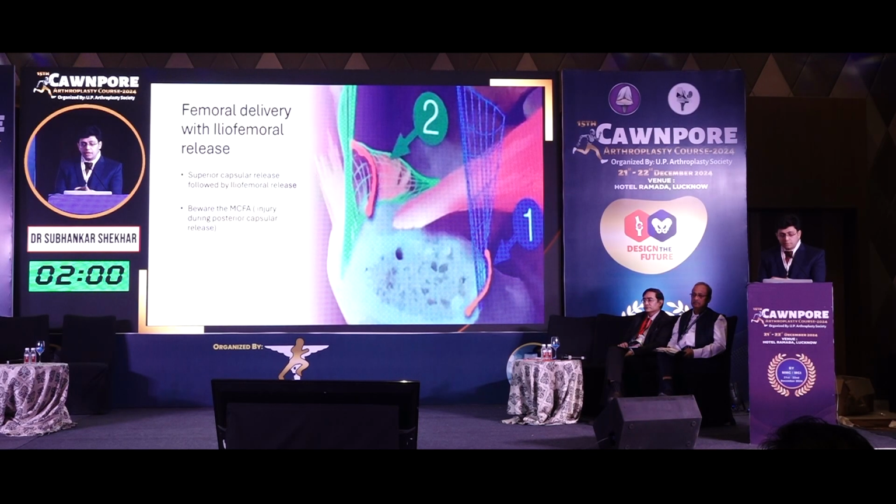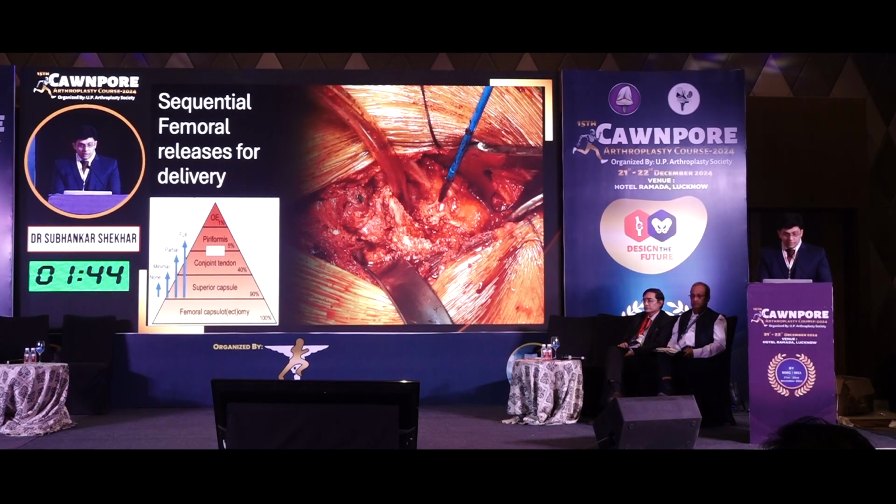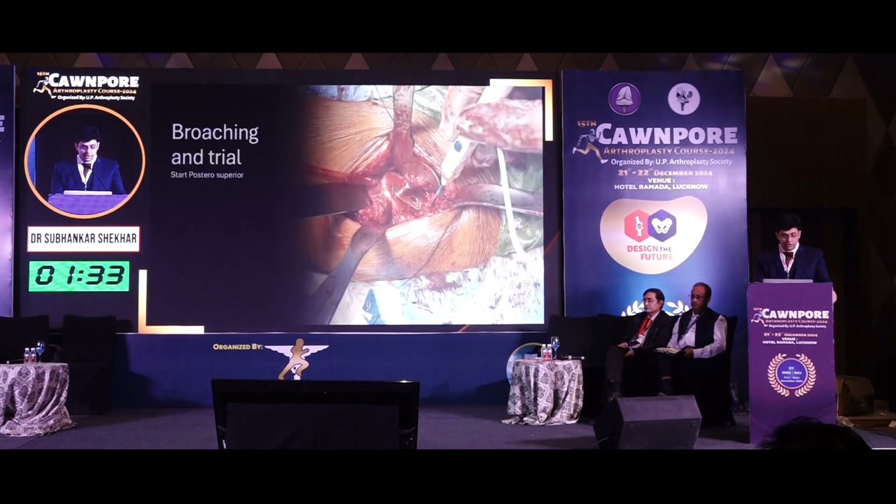If needed, release the posterior capsule. So, the easiest way to go through it is take the tip of your electrocautery or bovie, feel for the tip of the GT, do a diagonal release. If needed, recess the complete superior capsule because that is also part of the iliofemoral. Once you've delivered the femur, assess for lateral excursion. Do sequential releases. I pointed out the conjoint here. If needed, you can release the conjoint.